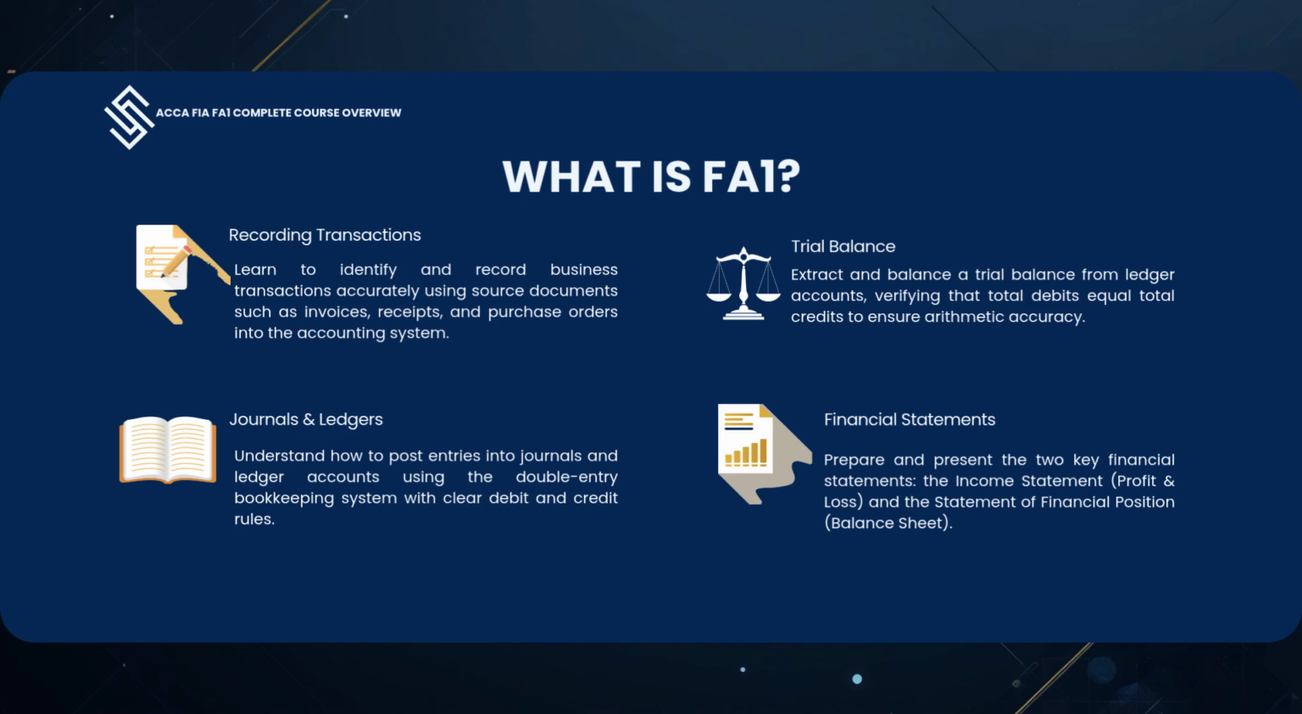So now we really come to our main area. What is FA1? FA1 consists of areas like recording transactions, journals and ledgers, trial balance, and finally financial statements. Firstly, we will be covering financial transactions. Then we will move on to journals and ledgers, the accounts and day books, then the trial balance, and finally we will cover financial statements.